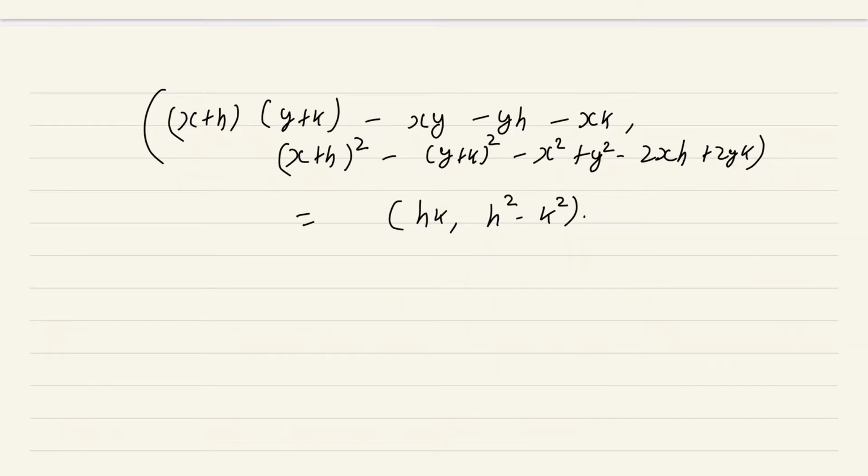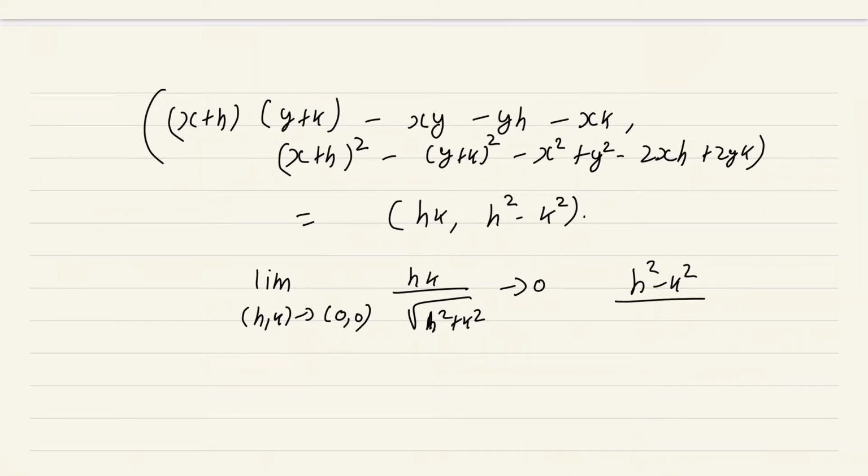So how do we do that? We have to show that the limit as (h, k) goes to (0, 0) of hk by root of h squared plus k squared should converge to 0, and so must (h squared minus k squared) by square root of h squared plus k squared. This must also go to 0 as (h, k) goes to (0, 0). This will show that the error term indeed behaves the way it's supposed to. We know that this is going to be true anyway, because the components of the function are continuously differentiable. The partial derivatives exist and are continuous. But anyway, let's verify it.